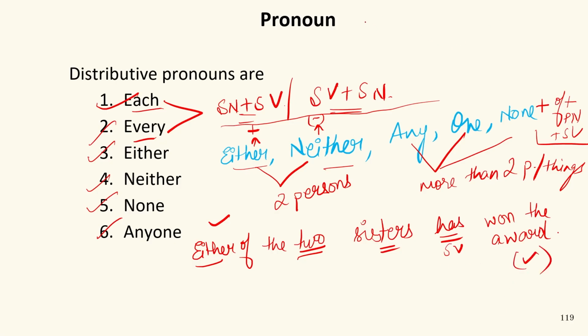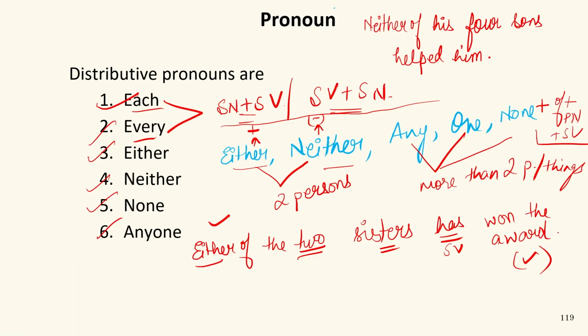Now, if you are given the sentence, neither of his four sons helped him. Now, do you think the sentence is correct?